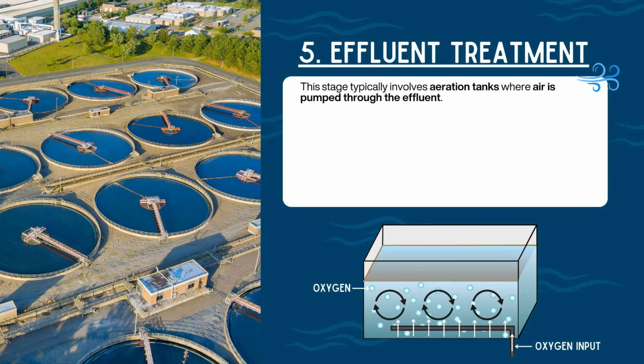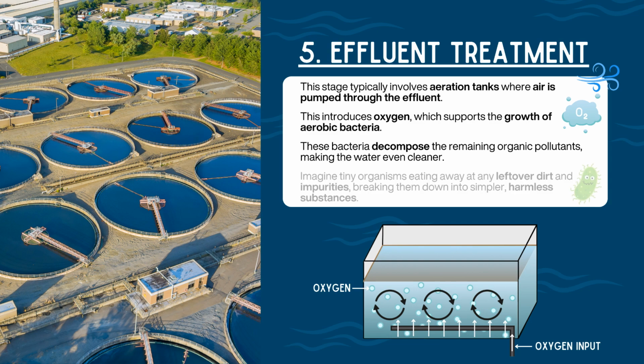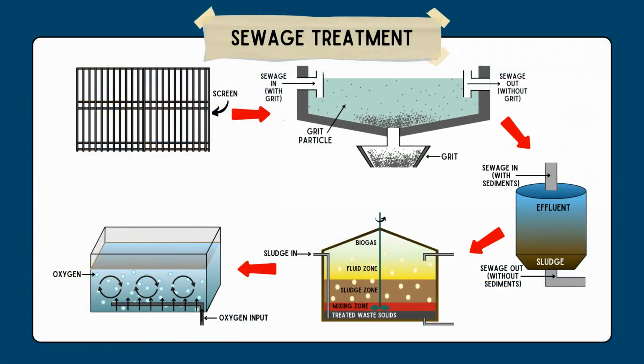After sedimentation, the effluent undergoes further treatment to remove remaining organic matter. This stage typically involves aeration tanks where air is pumped through the effluent. This introduces oxygen, which supports the growth of aerobic bacteria. These bacteria decompose the remaining organic pollutants, making the water even cleaner. Imagine tiny organisms eating away at any leftover dirt and impurities, breaking them down into simpler, harmless substances. Through these process steps, wastewater is transformed from contaminated liquid into a cleaner substance that can safely re-enter natural water bodies or be further treated for reuse.